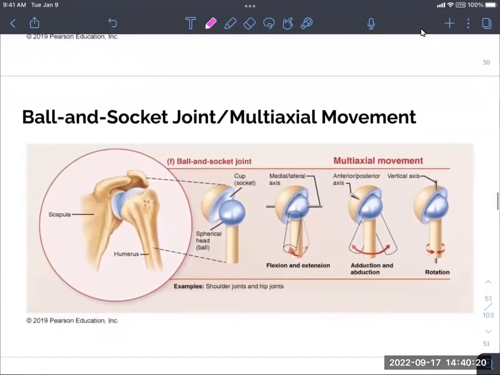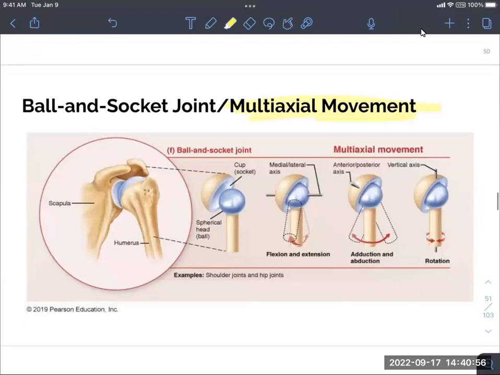Now a ball and socket. This is how your humerus fits onto your scapula. You can see it's not very deep, but it allows you to take your arm straight forward up in front of you and back down and even back behind you. It can abduct away from you and adduct back towards you, and it can rotate. So ball and socket joints are multi-axial movement.